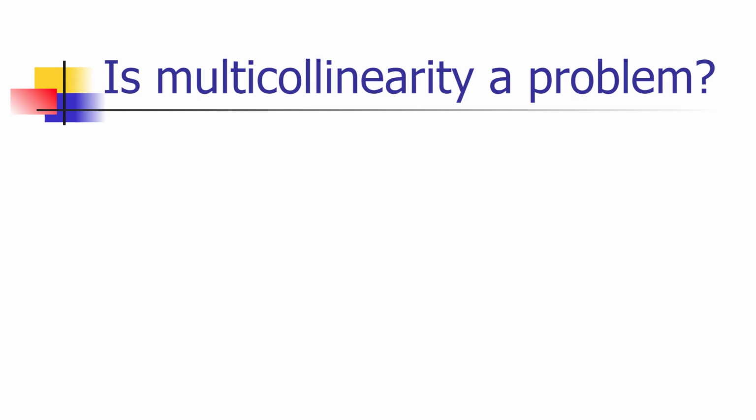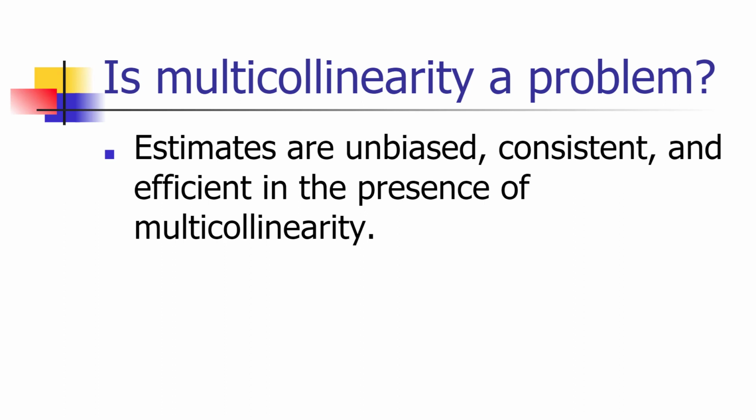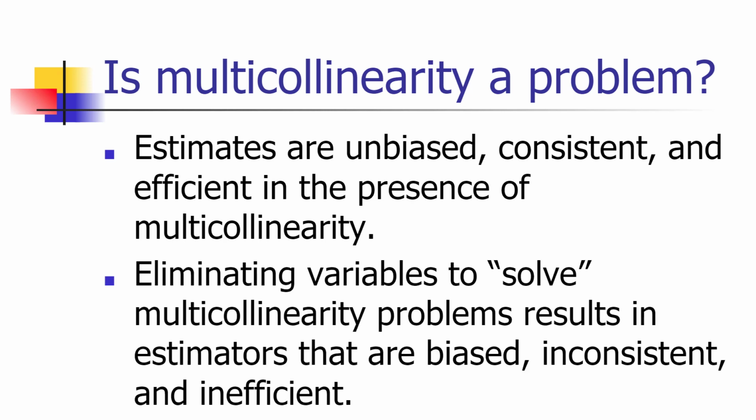But more generally, I think, in evaluating the issue of multicollinearity, we could just ask the question, is multicollinearity really a problem? If multicollinearity is present and all the assumptions of the classical regression model are satisfied, your parameter estimates are still unbiased, consistent, and efficient in that case. And the basic problem is you don't have enough information to come up with reliable estimates. Eliminating variables to solve multicollinearity problems generates estimators that are biased, inconsistent, and inefficient.